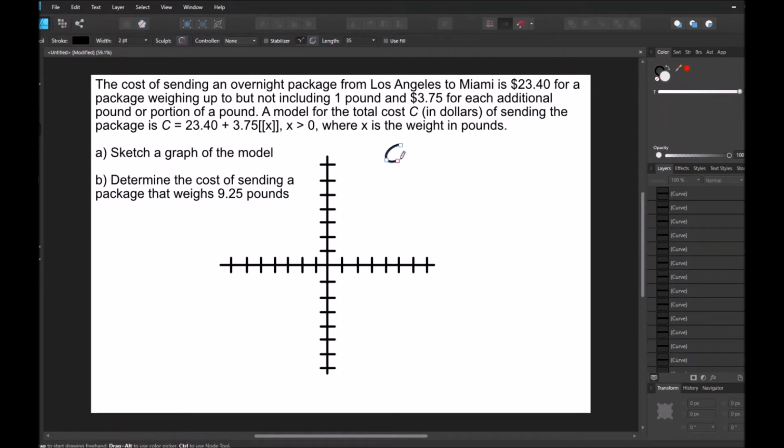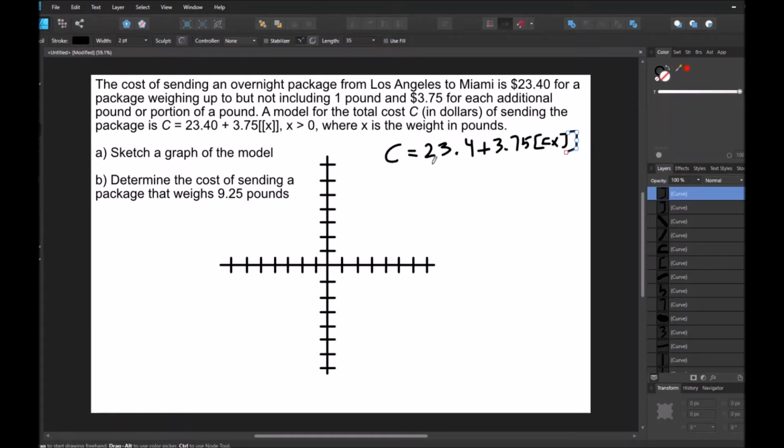So we have this function here. We know it's C equals 23.4 plus 3.75 times the least greatest integer of x, our step function. So what I'm just going to do is plug in numbers for x and see what happens. So first I'm going to plug in integers. I'm going to plug in 0 for x because that's the simplest number that I can think of.